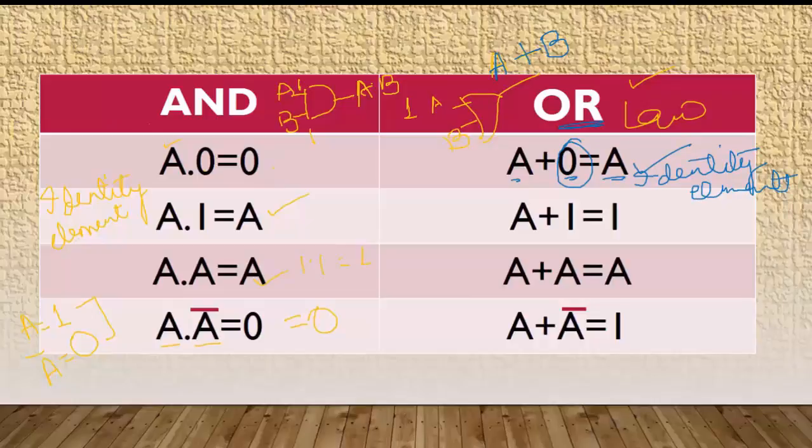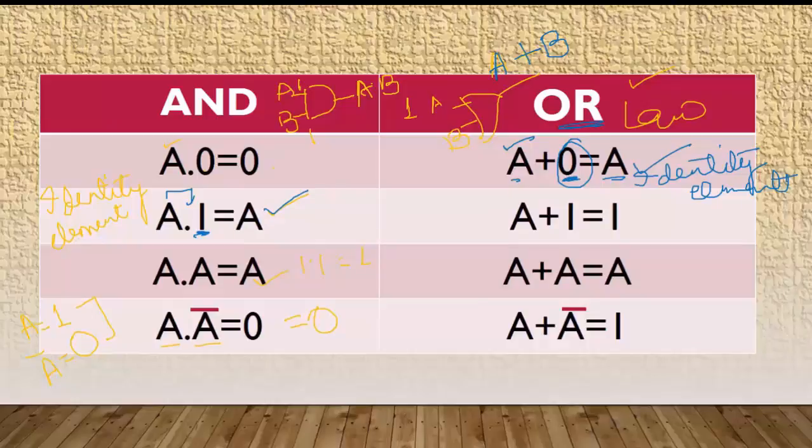Like this, here in AND law, 1 is the identity element, and in OR law, 0 is the identity element, because the identity of our variable is not getting changed. And here also, when we are doing the product, the identity of my element is not getting changed. So here, 1 is the identity element, and in OR, 0 is the identity element.